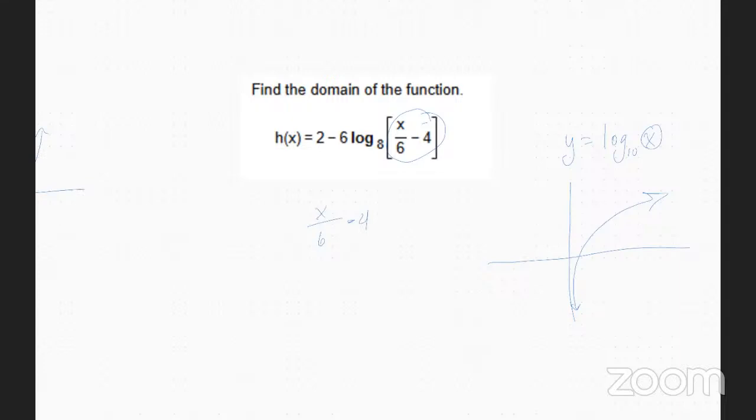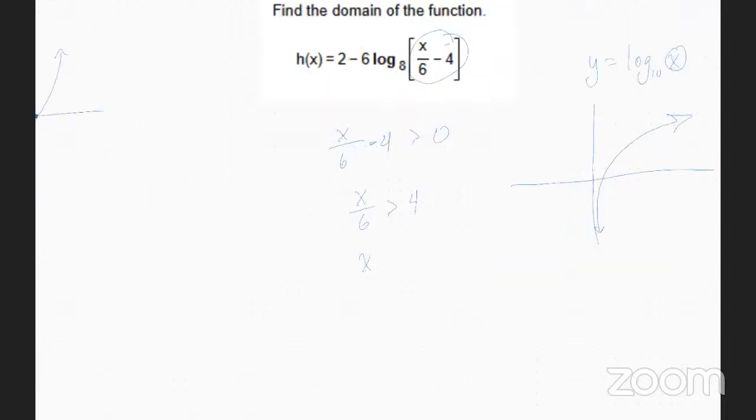So now let's solve this inequality. That means x over 6 has to be greater than 4, right? Which means x has to be greater than 24. So your domain is all real numbers from 24 to infinity if you're writing in interval notation.